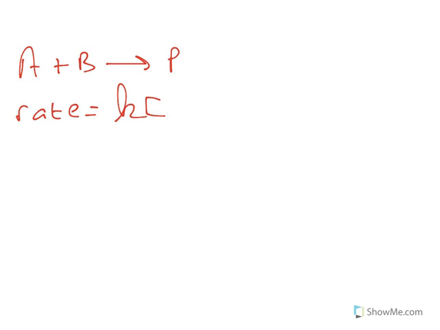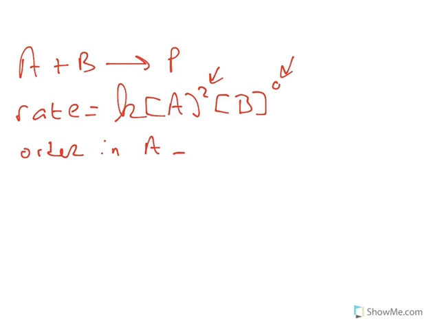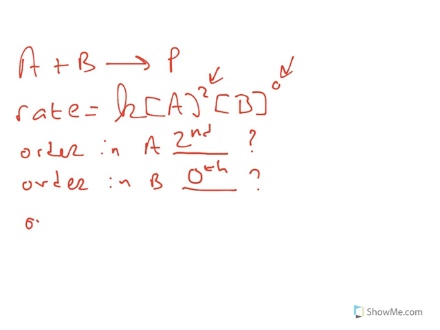All right. What if we had another one where the rate law came out to be this? I've got an exponent of 2 here and an exponent of 0 there. So what is the order in A? Second. Order in B? Well, that's an exponent of 0 now, so it would be 0th order in B. Overall order? 2 plus 0 is 2, so we get second. That's second overall.